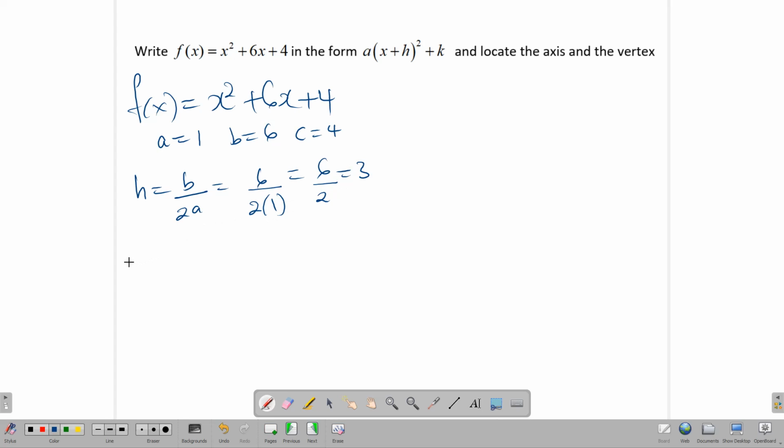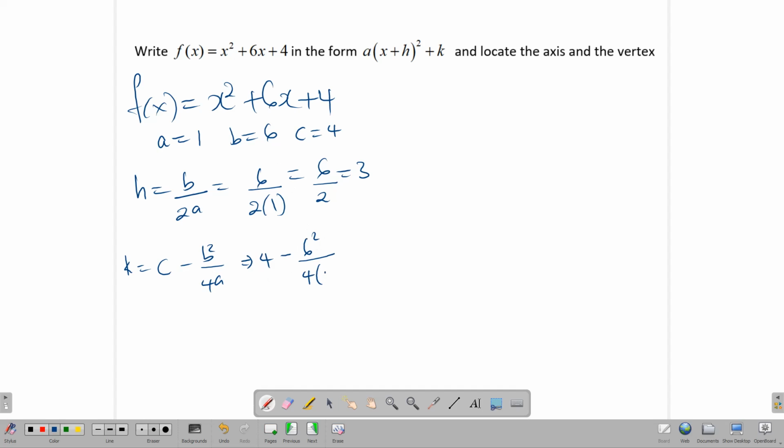Also, k is equal to c minus b squared over 4a. When you write these things down for a while, you tend to remember them. So c is 4, minus b squared, which is 6 squared, over 4 times a.